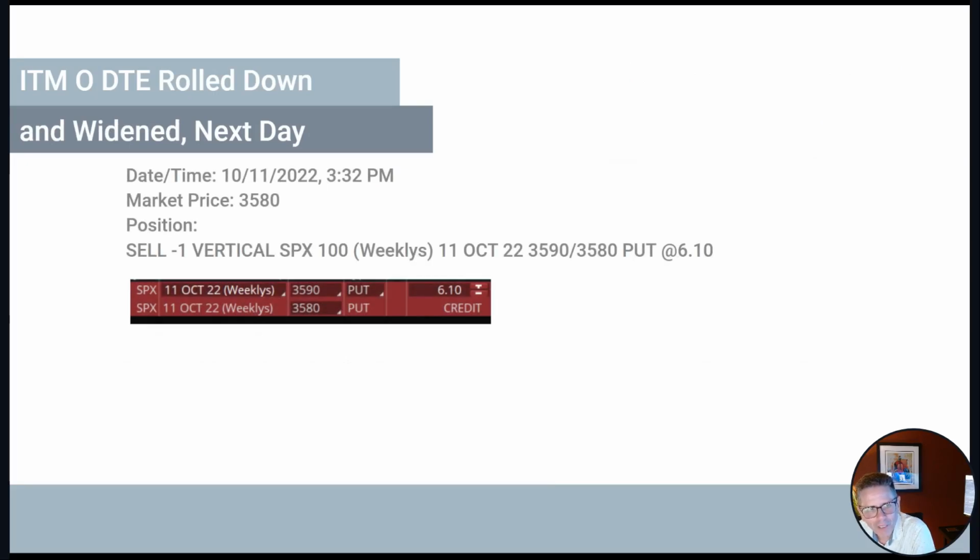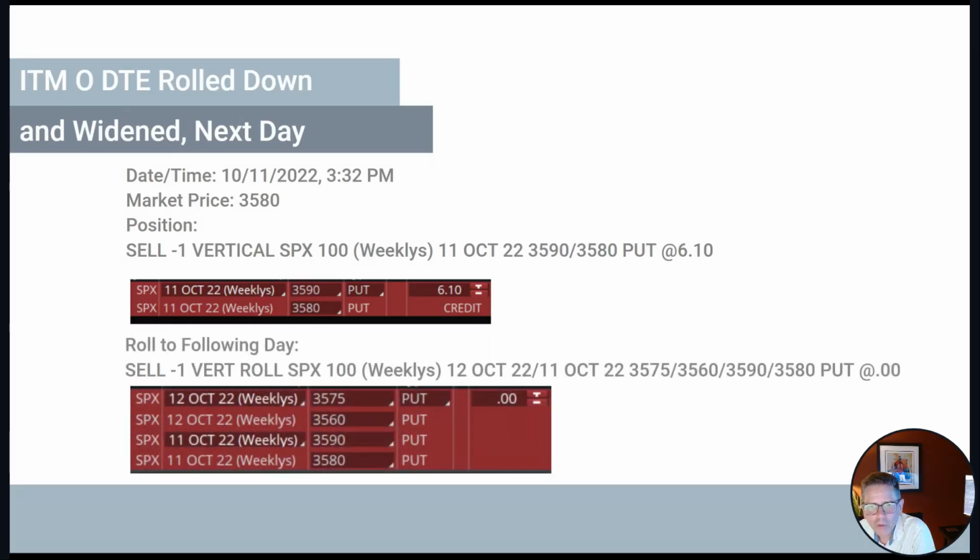All right. In the money, roll down, widen next day. And I can tell you too that right now we're looking at puts, right? If you're doing this with calls, the calls are just really bad, really hard to manage. So just keep that in mind too. All right, so let's look at this now. Widened next day, 35.75. So it's a zero credit here, but at least you're not negative.